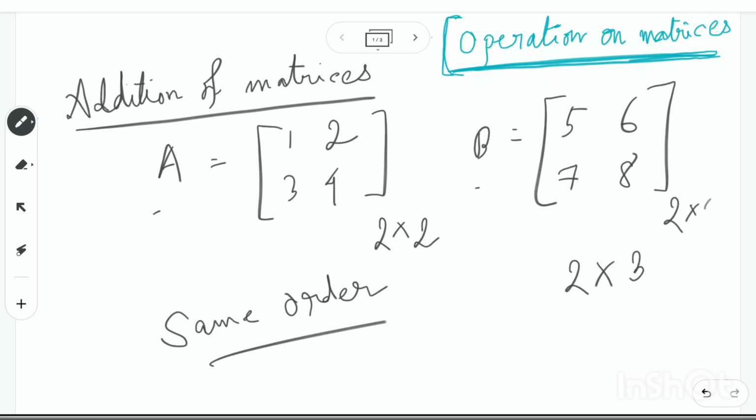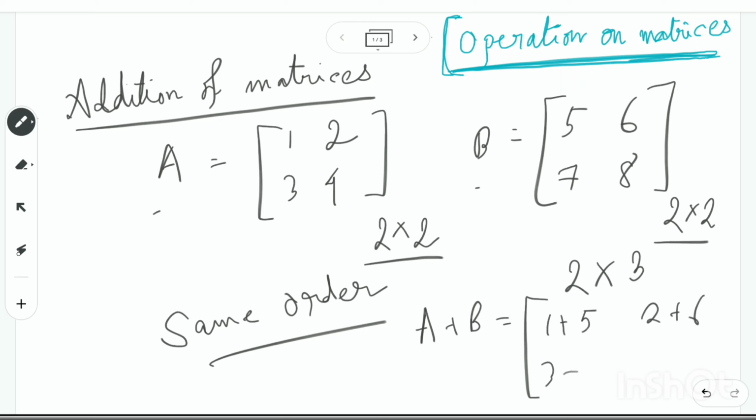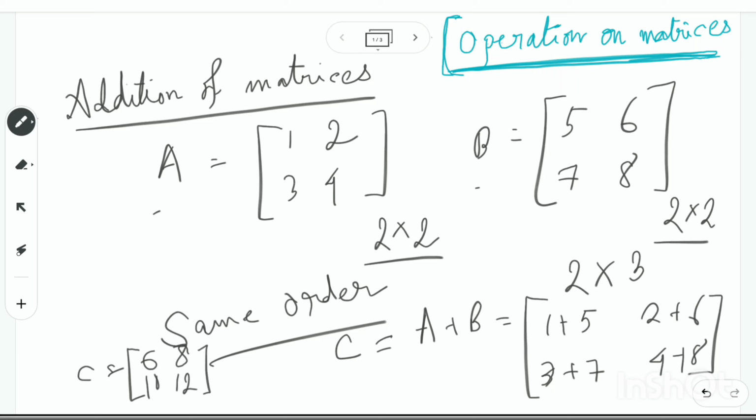Here B is 2 cross 2 and A is also 2 cross 2, so addition of A and B is possible. What is the resultant matrix? A plus B equals 1 plus 5, 2 plus 6, 3 plus 7, and 4 plus 8. Naming the resultant matrix C, C equals 6, 8, 10 and 12. So this is very easy addition of matrices.